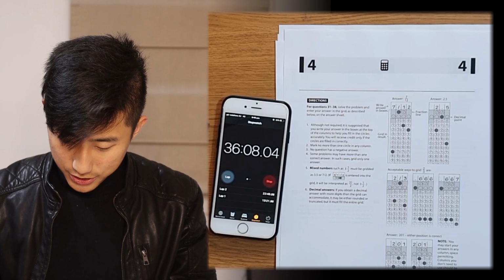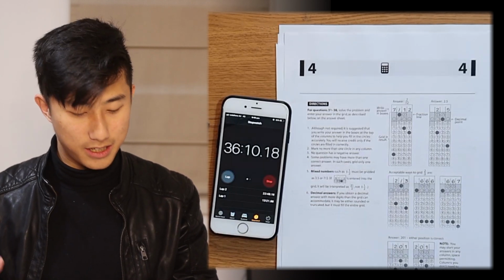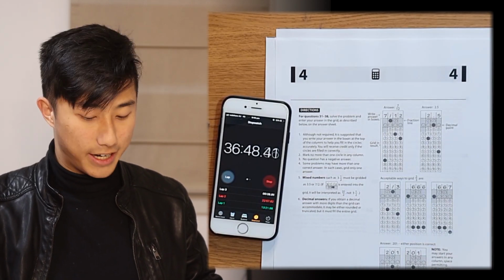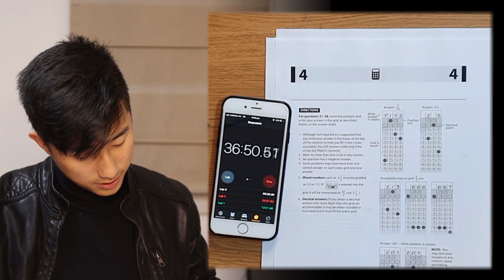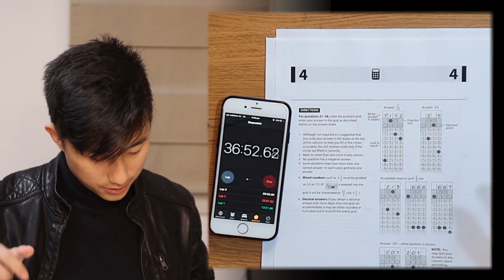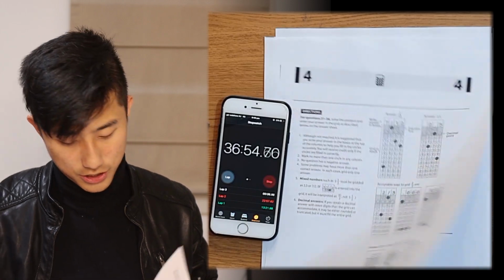Okay, so we've done the first 30 questions, which was multiple choice. Now we'll do questions 31 to 38, and these require us to write an answer. And we still currently have 33 minutes to go for this section.